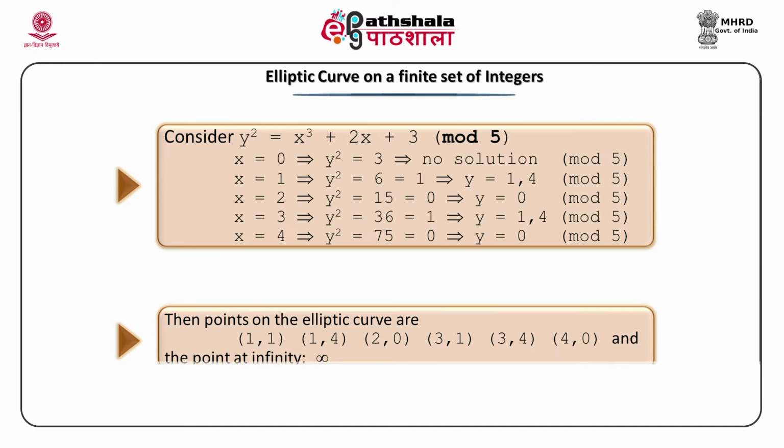So, points on the elliptical curve are x is equal to 1 and y is equal to 1, x 1 then y equal to 4, x 3 then y equal to 1, x 3 then y equal to 4, x 4 then y equal to 0. The point at infinity is considered to be infinity. Using the finite fields, a group can be formed, the elliptical curve group.